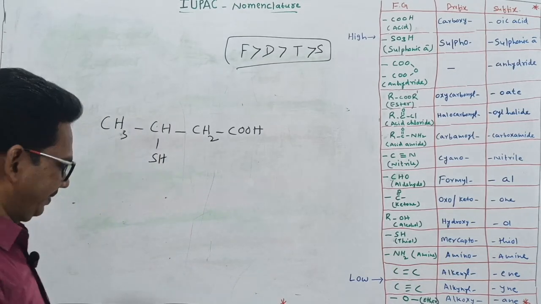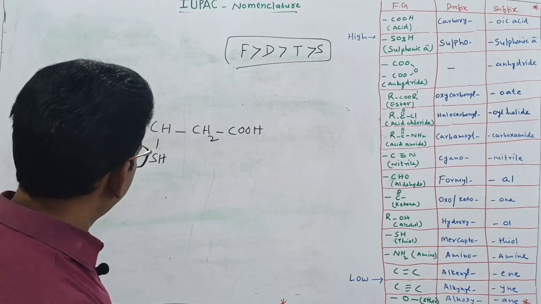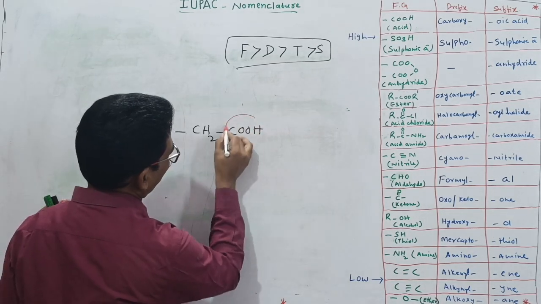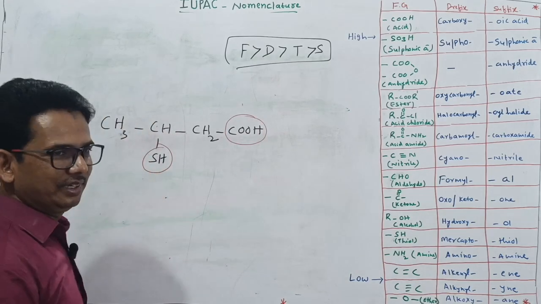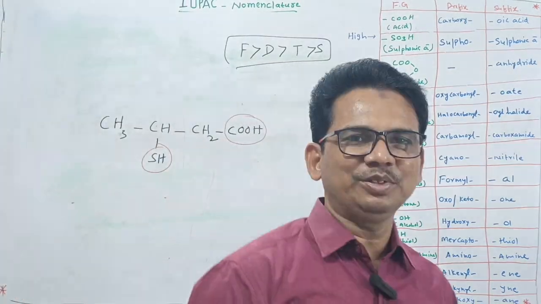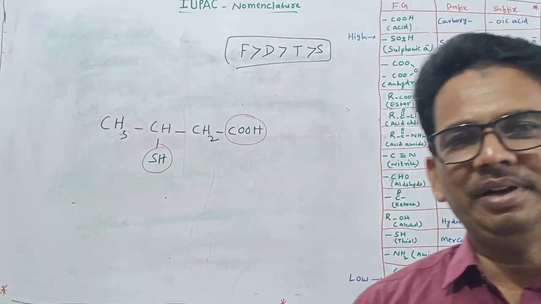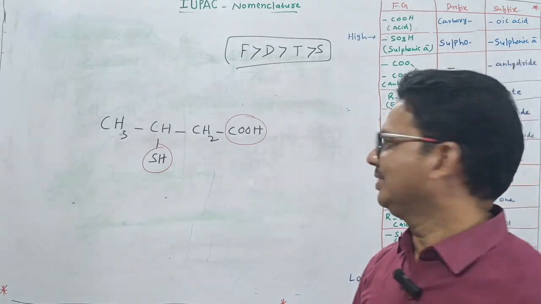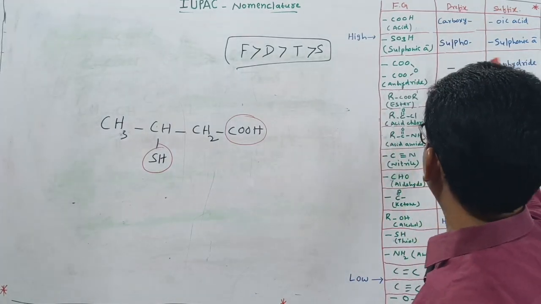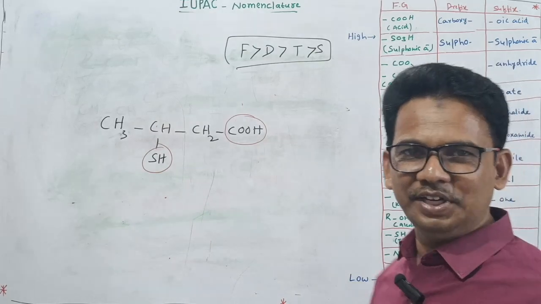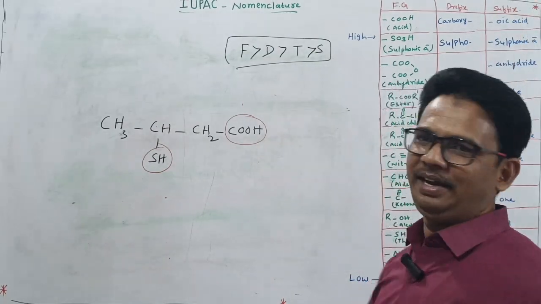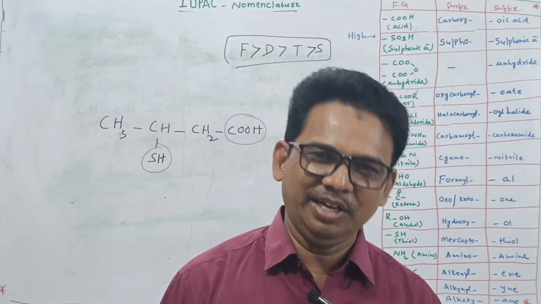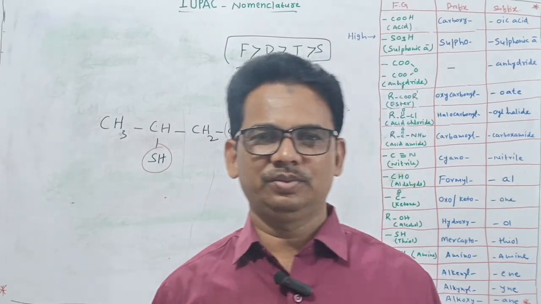See, in this case there are two functional groups. Here one functional group and here one functional group. When we get this type of compound, it puts us into difficulty. But it is not a difficult one if you know the priority table. That's why I told you to memorize this table by heart at any cost. इसको रट्टा मारो, कैसा भी करो, रट्टा मारो, याद रखो.